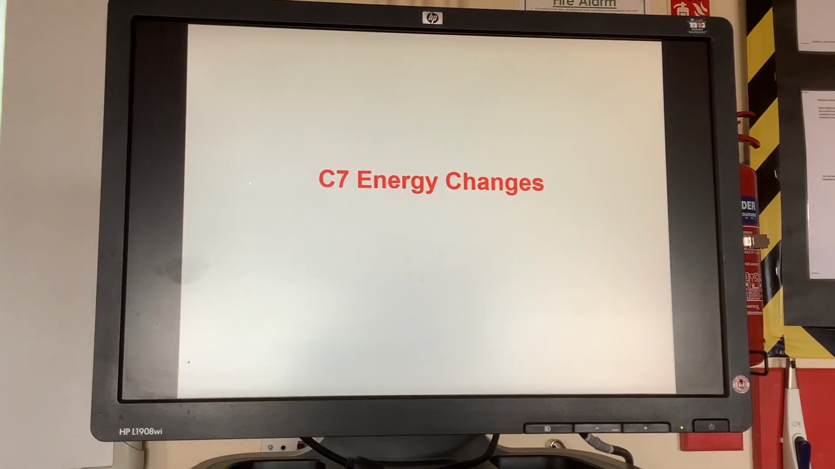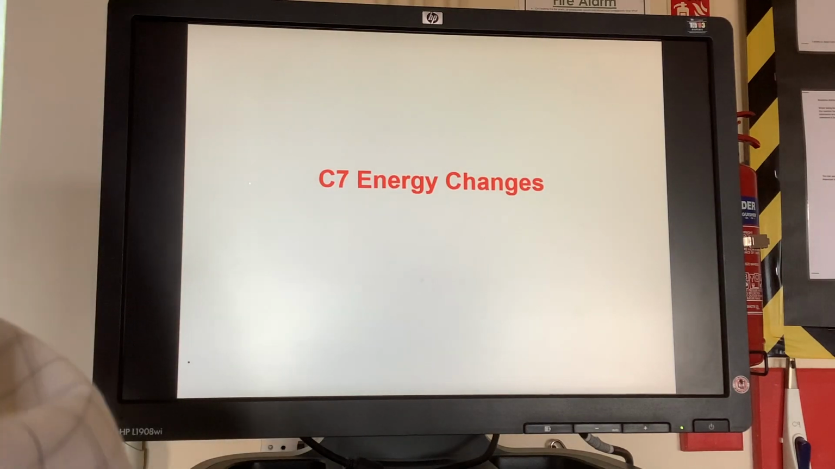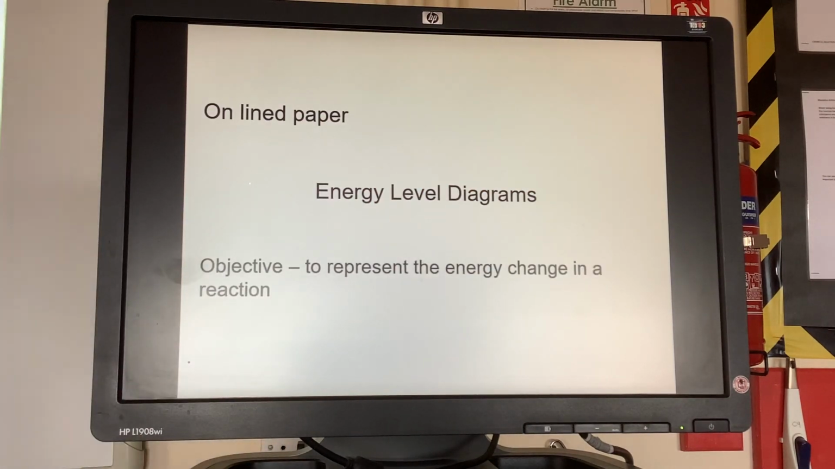Welcome to the next lesson on energy changes. This one you're going to need some file paper for, so get a piece of lined paper, and pause the video if you need to. You're going to put the title, Energy Level Diagrams. An important idea in chemistry. We're going to represent the energy change in a reaction. We're going to use a diagram that tells us about the energy change, tells us if it's exothermic or endothermic. So pause the video while you write that down.